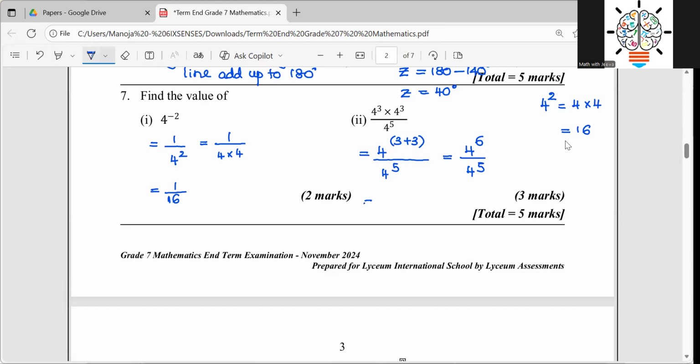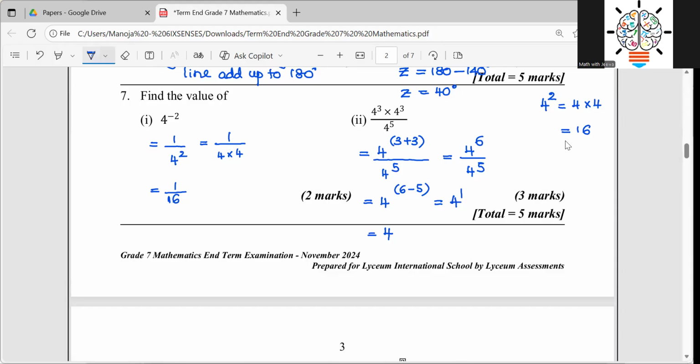Then 4 to the power of 6 divided by 4 to the power of 5. So then I can write this 4 to the power of 6 minus 5. Then the answer is 4 to the power of 1. The final answer, it should be 4. Right? Because here they have asked us to write the value. In some questions, they ask us to write the answer in index form, right? In that case, you can just keep it as 4 to the power of 1. But this one, they have asked us to find the value. Therefore, you want to write the value of 4 to the power of 1.